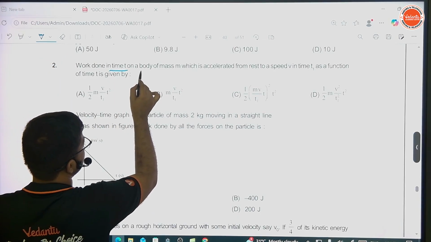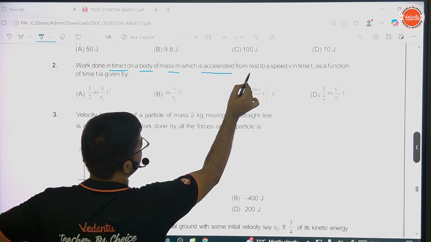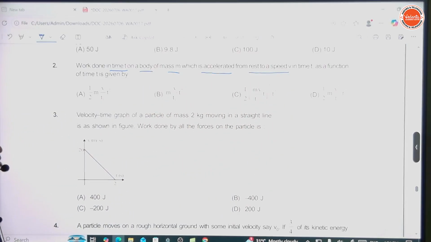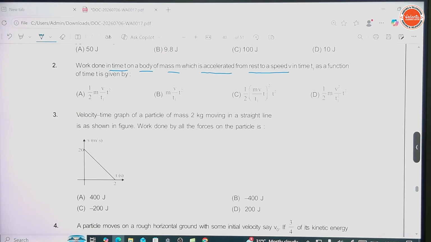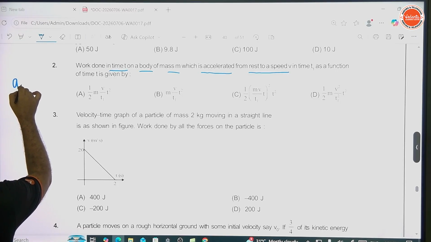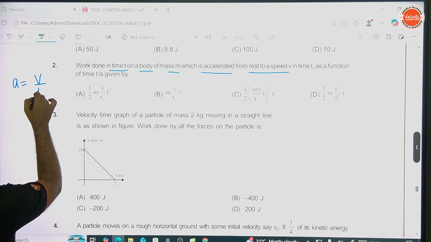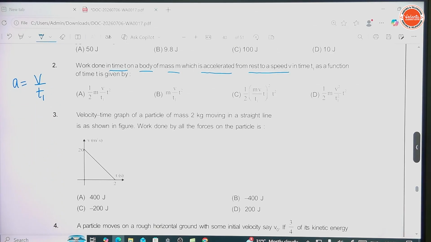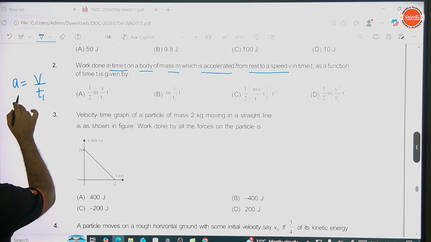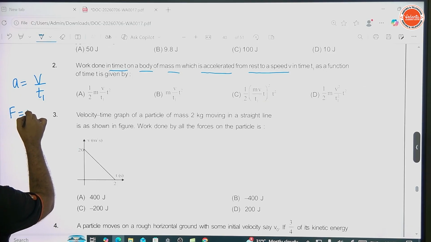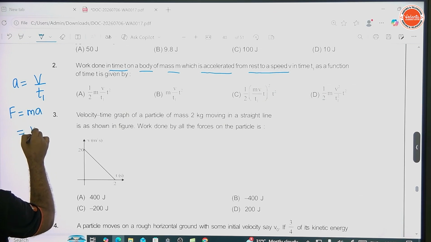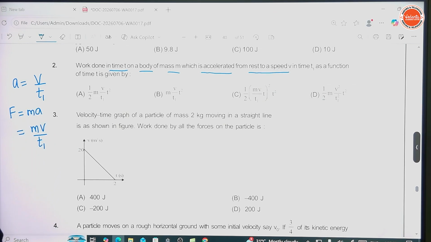So work done in time t on a body of mass m, which is accelerated from rest to speed v in time t1, as a function of time. We'll just assume that it is moving with a uniform acceleration only, right? Then what is that acceleration? a is equal to v divided by t1. That is the acceleration. Now that means your force F is equal to mass times acceleration, which is m v divided by t1.